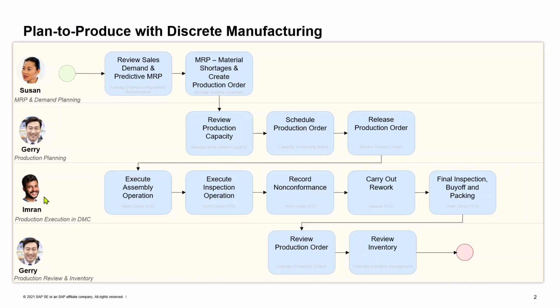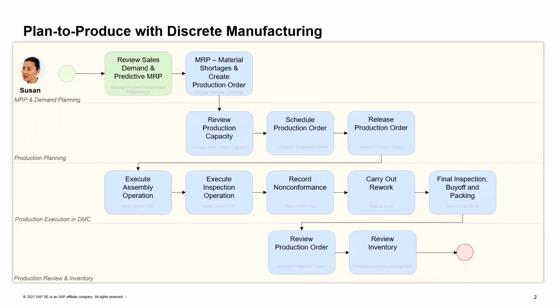Then we've got Imran on the shop floor, who will carry out the production execution using the Digital Manufacturing Cloud. In there, he will execute the assembly operation, followed by the inspection operation. This will lead to a non-conformance that will lead to a rework order that will have to be carried out. Then back to the final inspection for closing the non-conformance, accepting the buy-off, and then packing the product. Finally, we'll go back to Jerry in S/4HANA Cloud to review the production order and see that the inventory has been updated.